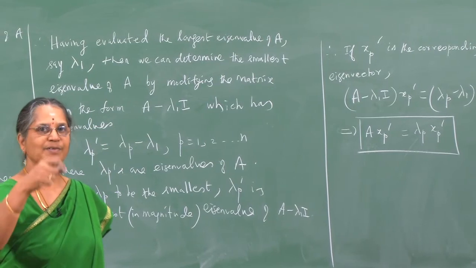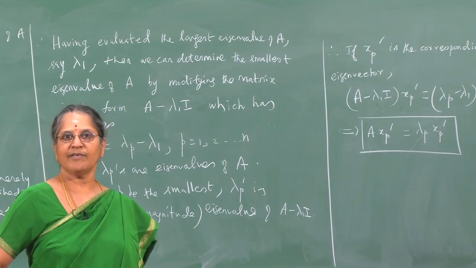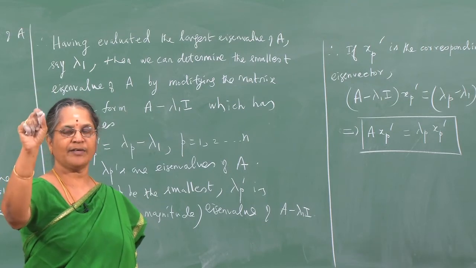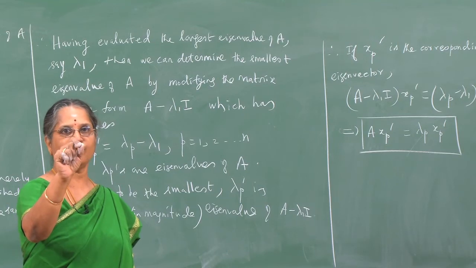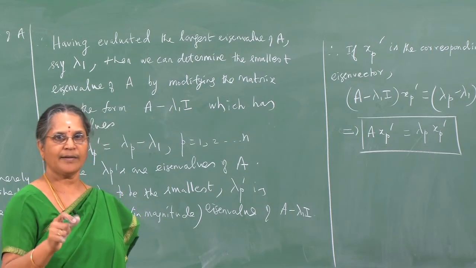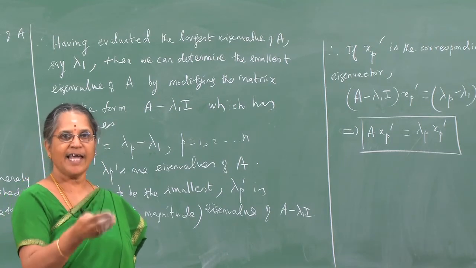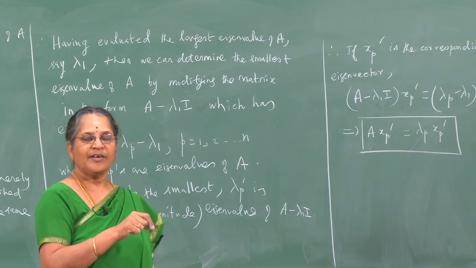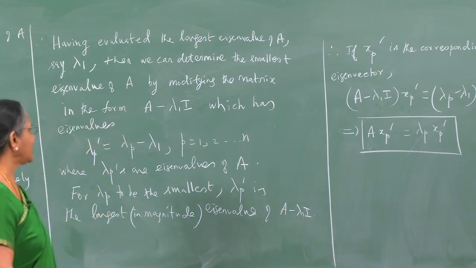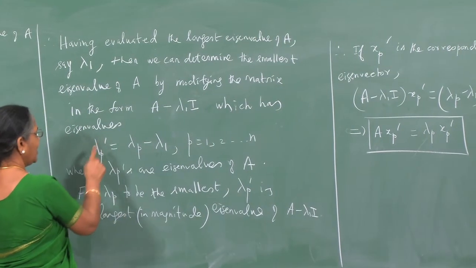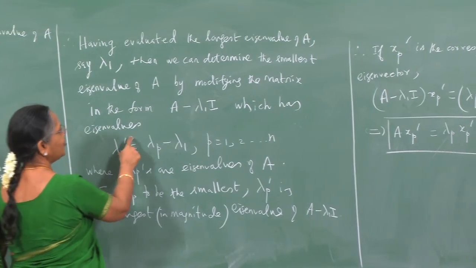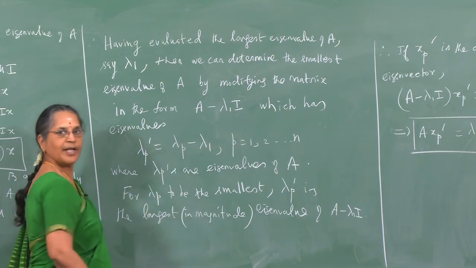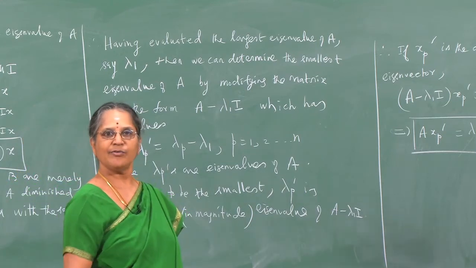So, let us just recall the steps for computing the smallest eigenvalue of a given matrix A. You start with the matrix A, get its largest eigenvalue in magnitude, and call that lambda 1. Now, form a matrix B which is A minus lambda 1 I. For this matrix you compute the largest eigenvalue. Then the smallest eigenvalue of the given matrix A will be lambda p, such that if lambda p dashed is the dominant eigenvalue of A minus lambda 1 I, then the two are related by lambda p dashed is lambda p minus lambda 1. So, you immediately know what is the smallest eigenvalue of the given matrix.